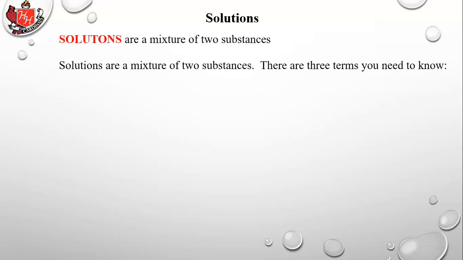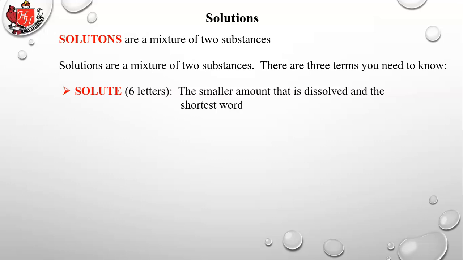So solutions are a mixture of two substances. There are three terms you need to know when dealing with solutions. So the solute. That is the smaller amount that is dissolved, and it's the shorter of the words. That's why I put the number of letters there. It's 6 letters long. The shortest word has the smallest amount. That's the solute. In our lemonade example, that's the lemonade mix.